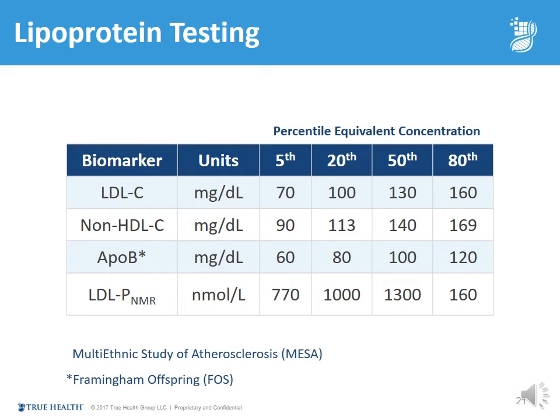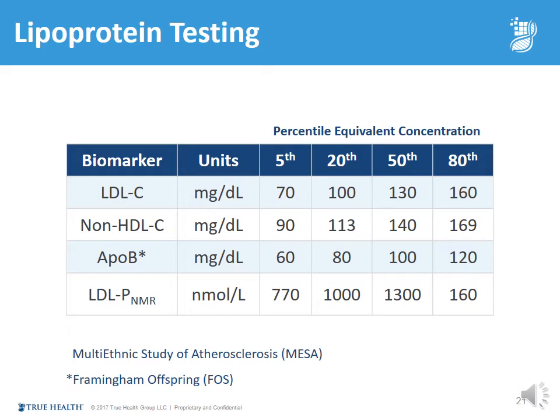This should be a familiar slide, but I just wanted to reiterate what the population percentile cut points are using the various biomarkers, the LDL biomarkers on the left: LDL cholesterol, non-HDL cholesterol, ApoB, and LDL particle count. And these numbers come from 2 major epidemiologic trials, as you can see. And we have 20th percentile cut points, theoretically desirable. Or we have the 80th percentile cut points, which would be considered high risk.